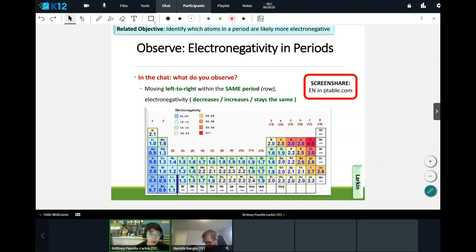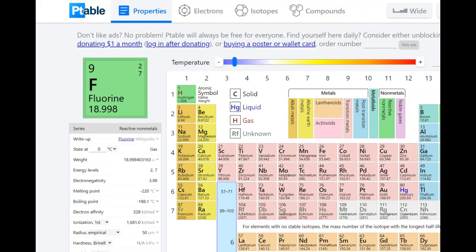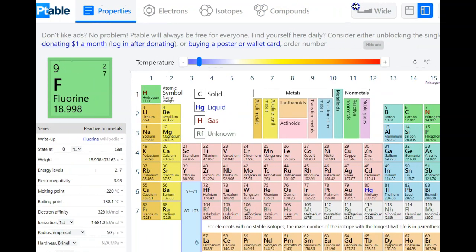Now I do have a diagram up here, but I'm actually going to show it to you up on ptable.com. As always, I highly recommend that you are bookmarking ptable.com just because this will be used for your project. You're going to need to be looking at the electronegativity of your element in your project. So it's good to have it ready to go and to know how to use it.